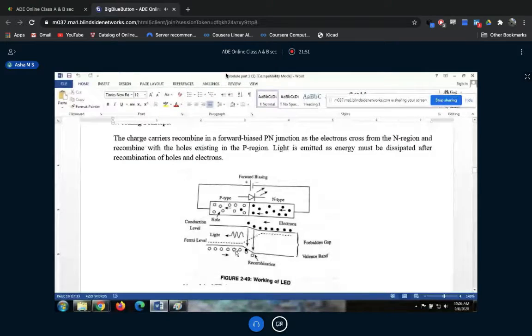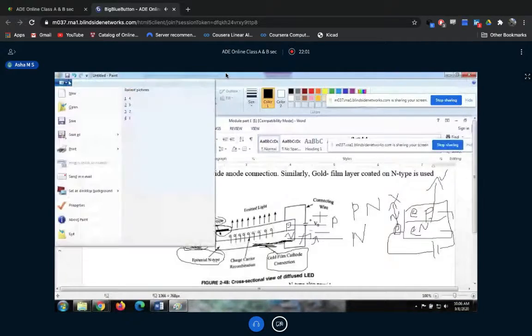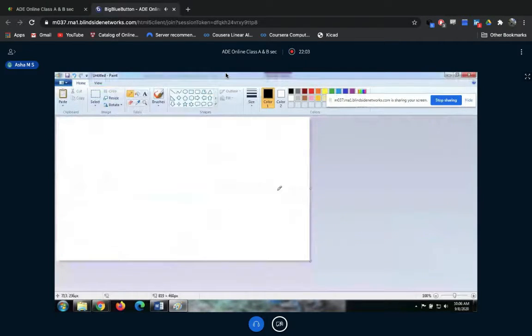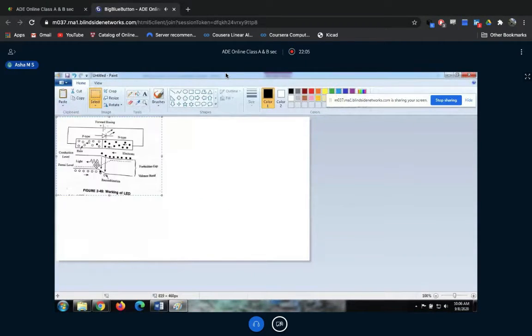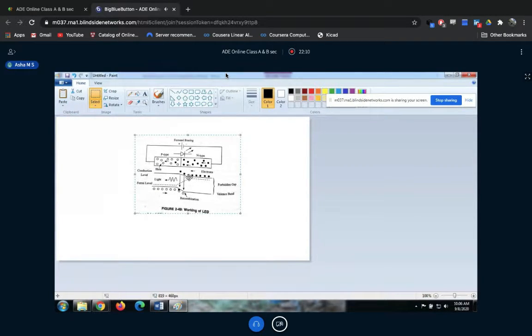One more point. This diagram that is explaining the working, you need to write it when it comes to the working. So here, what do you have? The same thing you have here also. You have a diode here. The P-type you have connected to the positive and the N-type you have connected to the negative. This is how the electrons will move, this is how the recombination takes place, and light is emitted, right?